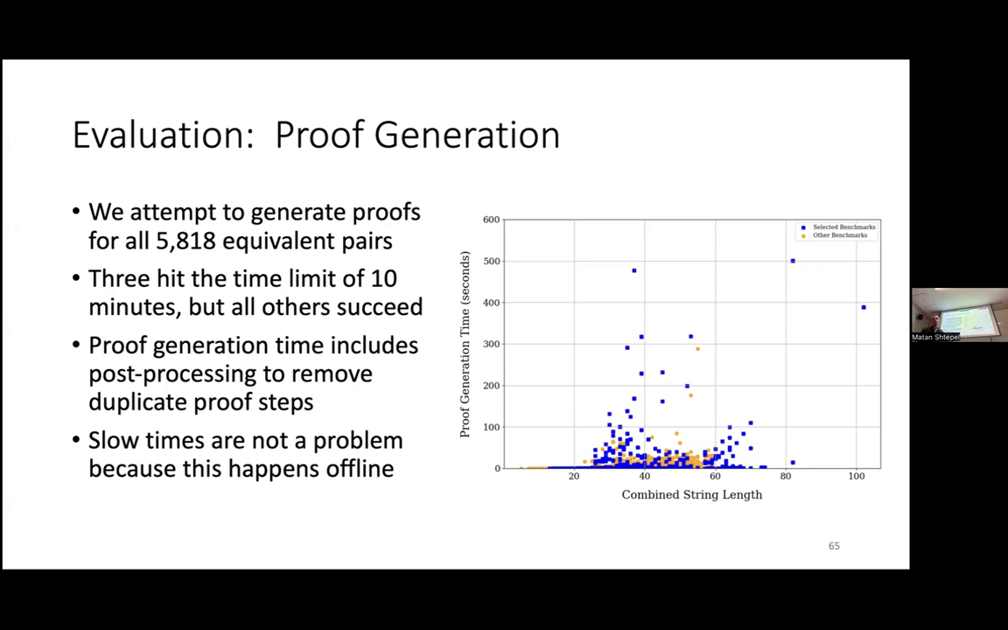Also note that these proof generation times include not just the proof search that I showed off before, but also some post-processing to remove duplicate steps from the proof so that we can have the smallest proof that we want for validation later. Also, even though we have slow running times in certain cases, we don't consider that a problem overall because this is a process that happens offline. It's not a source of information leakage because the verifier isn't observing it. Moreover, regex equivalence is a PSPACE-complete problem, so slow running times for certain inputs are inevitable.